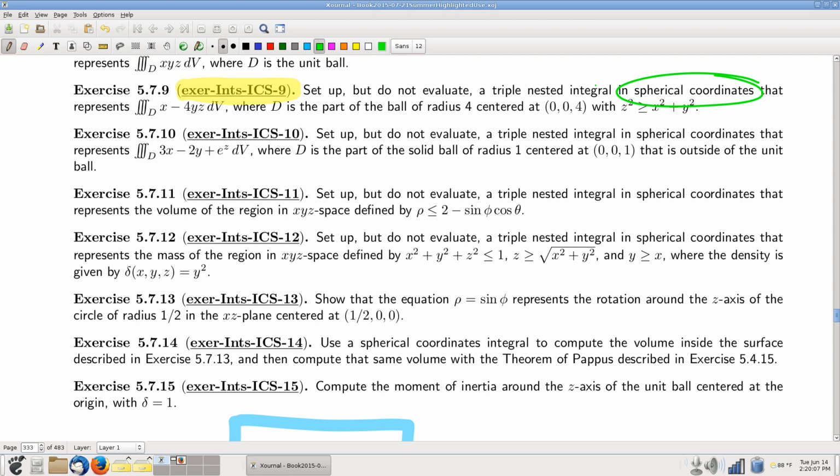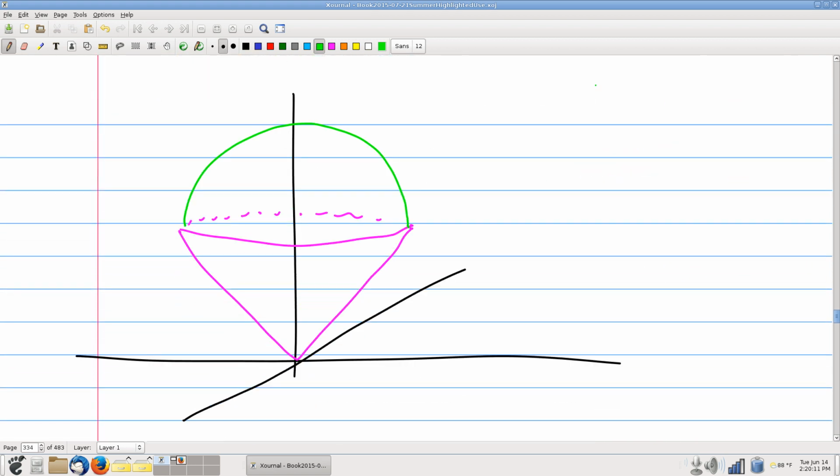Okay. So be it. We can do this in spherical coordinates. So looking at our solid, let's start with theta. What's the range of values of theta here? Looking at these different theta cross sections, well, theta is going to go all the way around, right? So theta goes from 0 to 2 pi. Everybody happy with that? Okay.